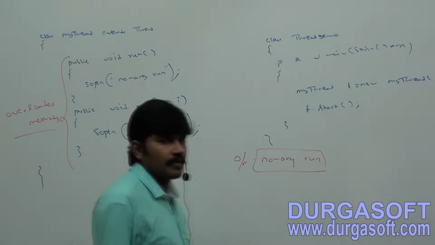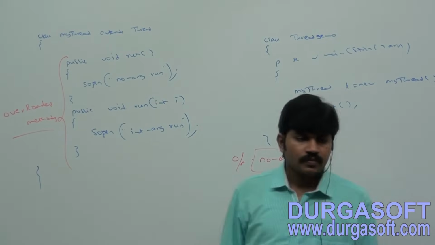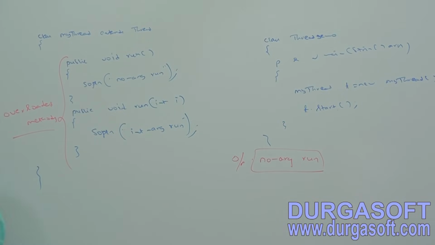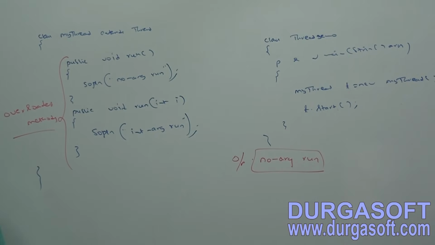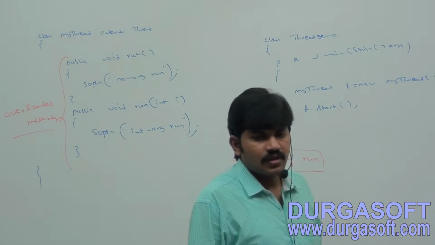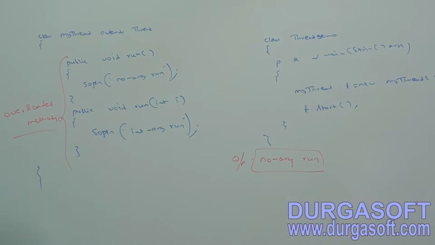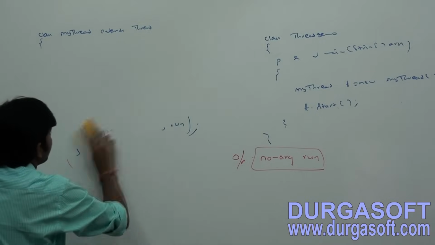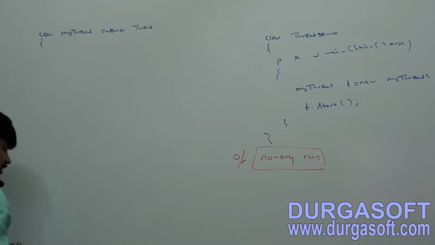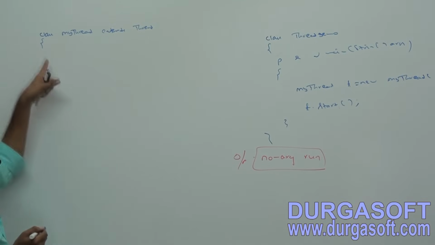Next one, keep subheading. Case 5. If we are not overriding run method, okay, here just observe, sir. Class MyThread extends Thread, that's all. I didn't override run method, sir, just curly braces open and close.